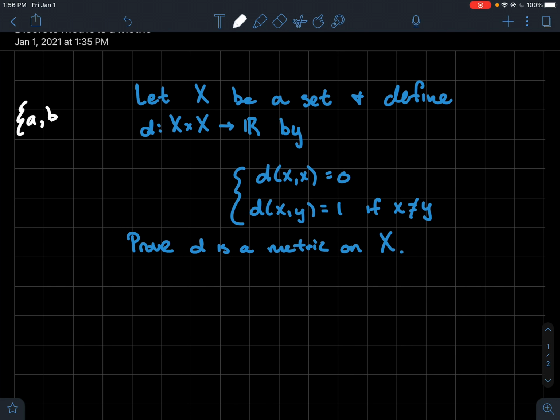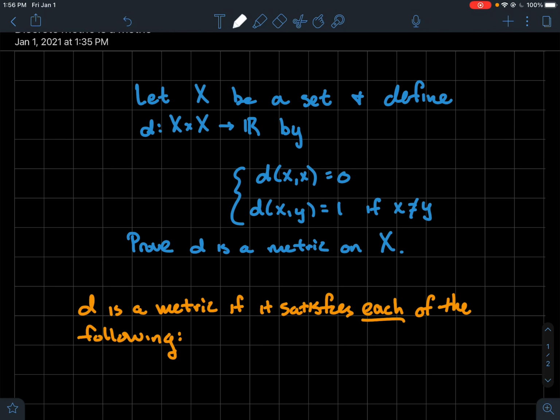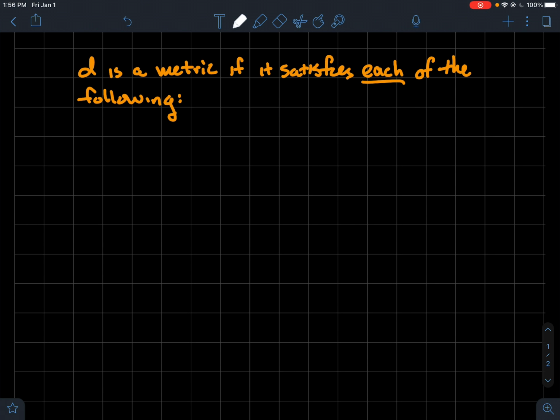So let's do that. I've got to get rid of some of this stuff here. I didn't think about that when I was erasing, but give me a sec. Cool. All right, so d is a metric if it satisfies each of the following. Number one, we need to make sure that the distance from any point to another point is always non-negative.